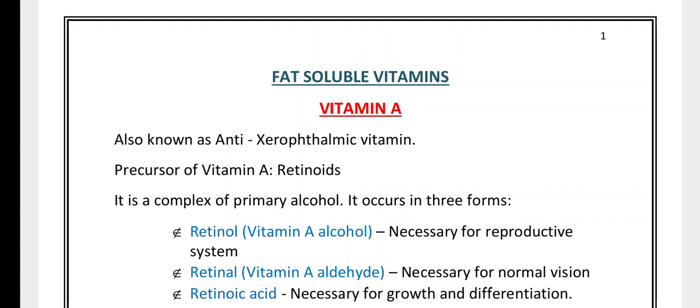Welcome to Pharma Center. We are going to see about fat soluble vitamins, particularly a detailed explanation of vitamin A and vitamin D.